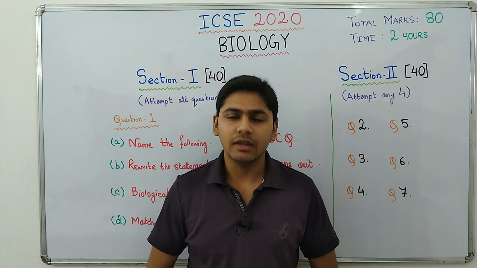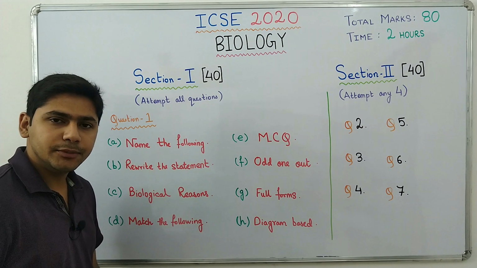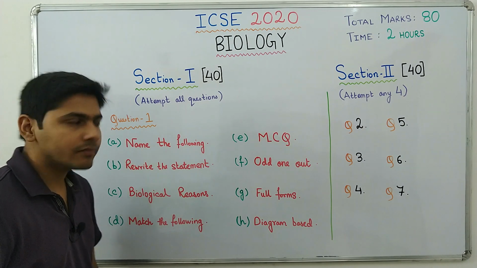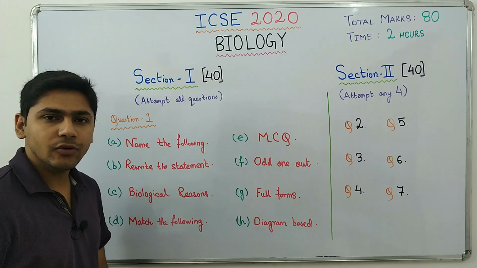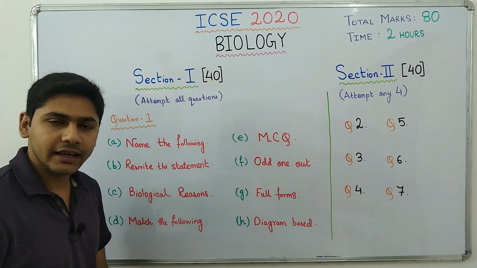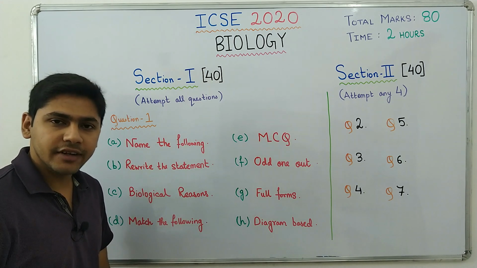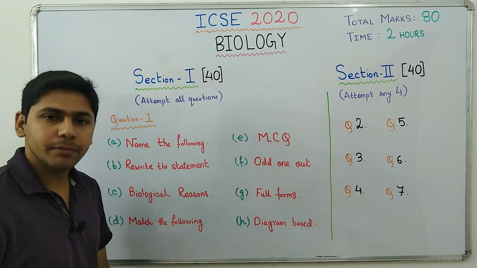Without further ado, let's begin. Let's begin with the question paper pattern. ICSE Biology. Now this is an 80 marks question paper and you will get 2 hours to solve the whole thing. You will also get an additional 15 minutes to read the question paper.